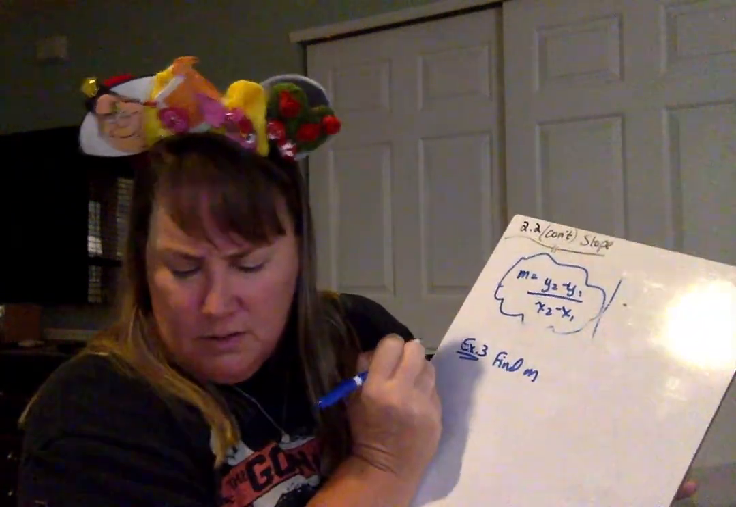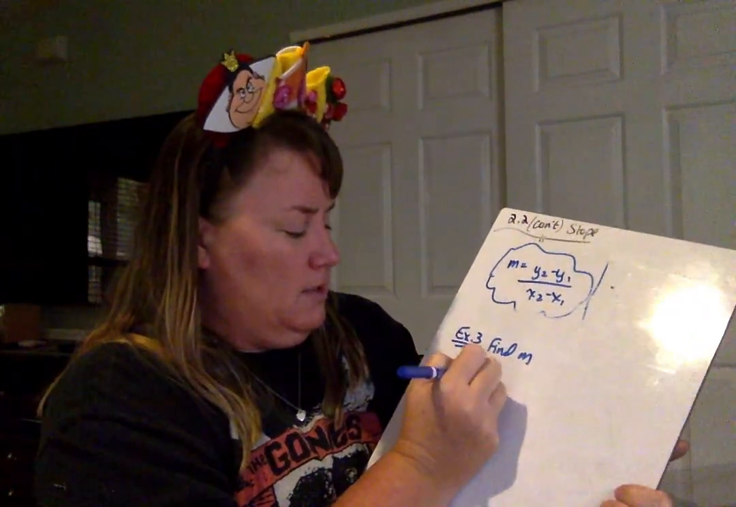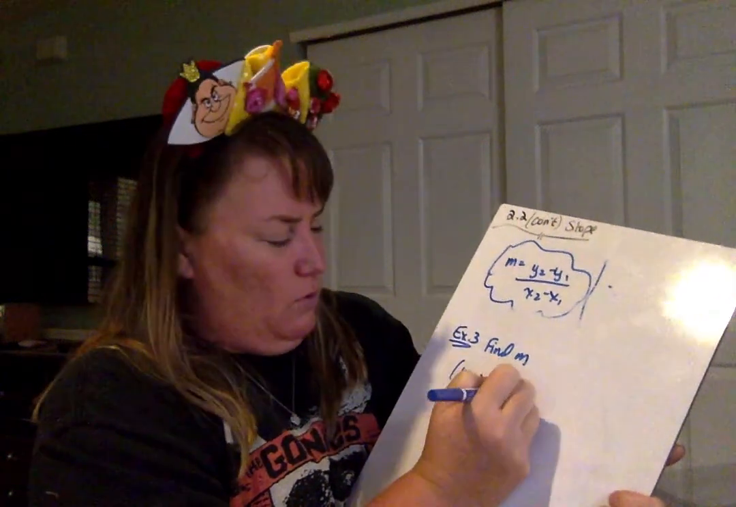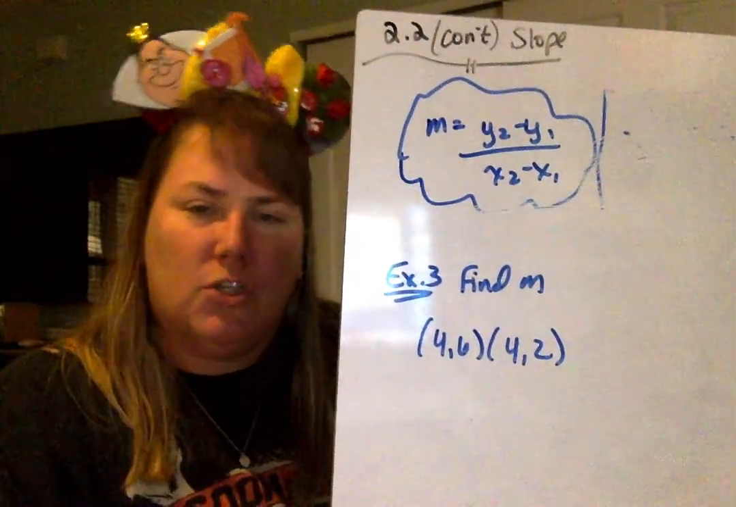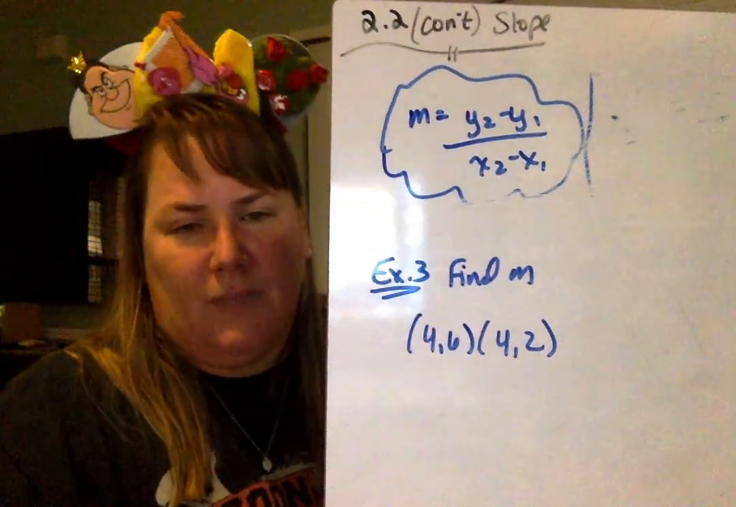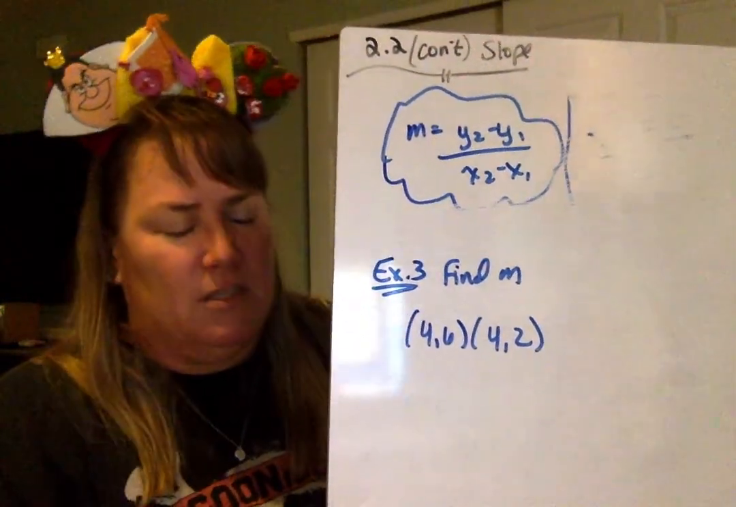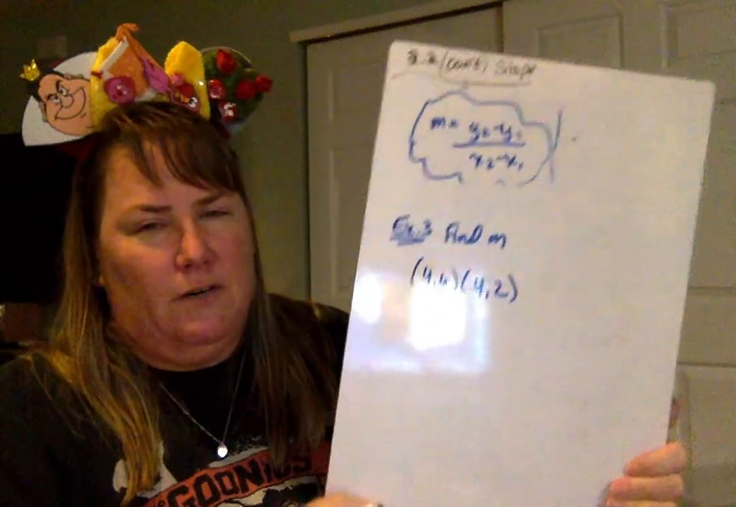Where are my points? Okay, here we go. 4, 6 and 4, 2. Find the slope. So you're going to find the change. And we're going to figure out if there's steepness to this type of line. We're going to find out if there's steepness.